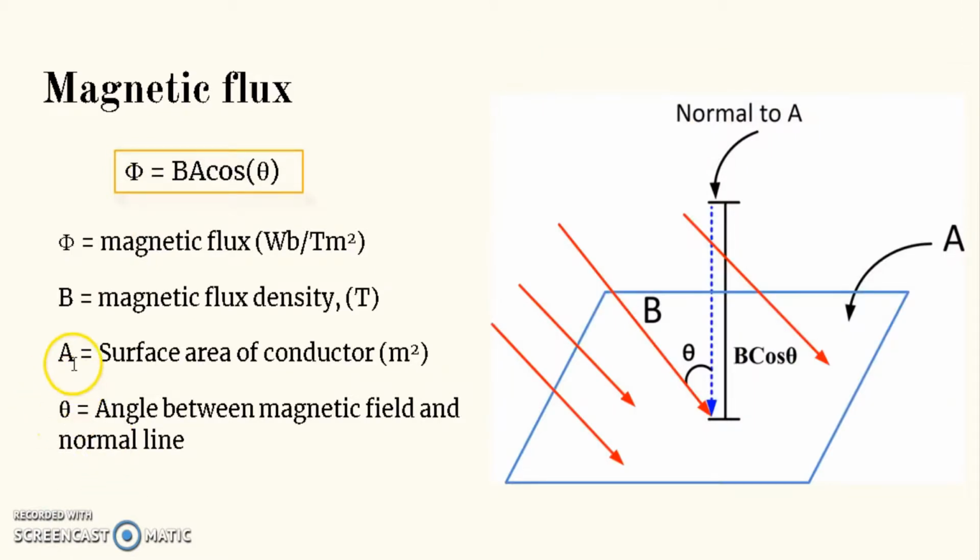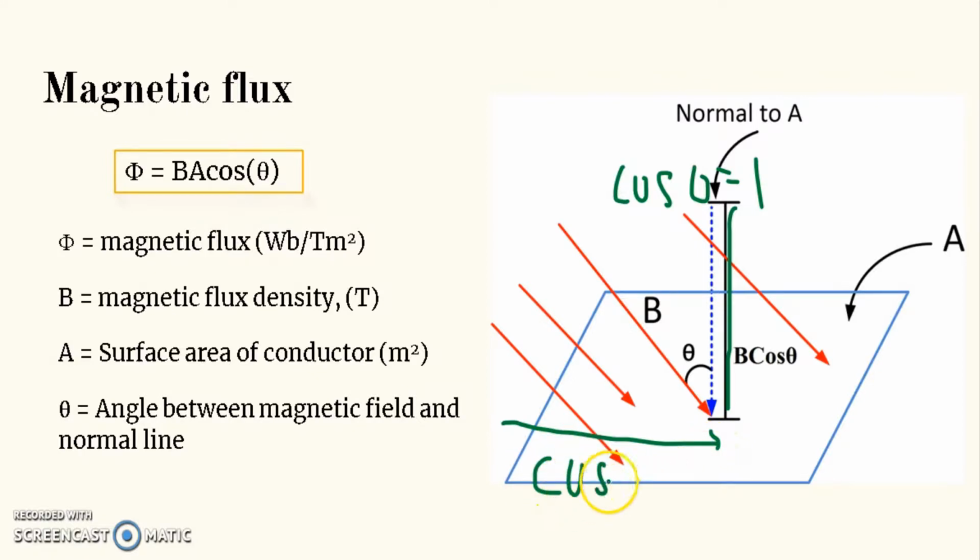The angle, however, is calculated between the magnetic field and the normal line. When the magnetic field is here, you can see that the angle is 0 and cos 0 equals 1, which gives you the maximum amount of magnetic flux. However, when the magnetic field is here, the angle is 90 and cos 90 gives you 0, which means that there would not be any cutting of magnetic field.